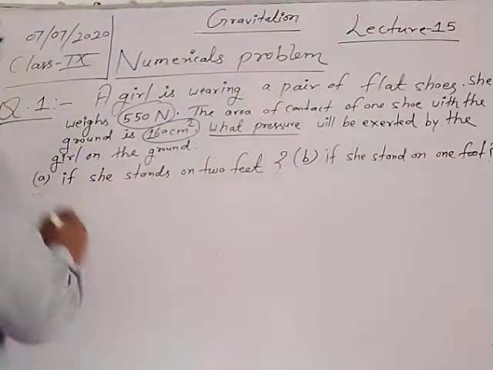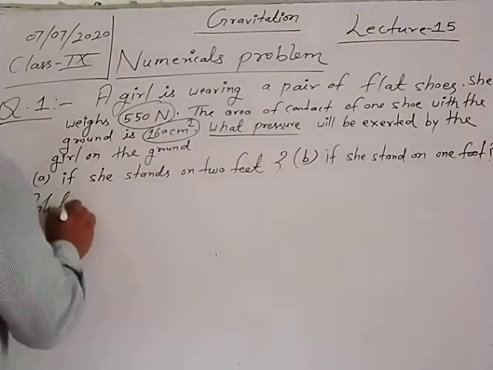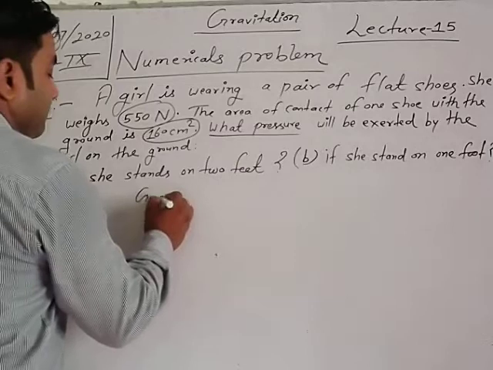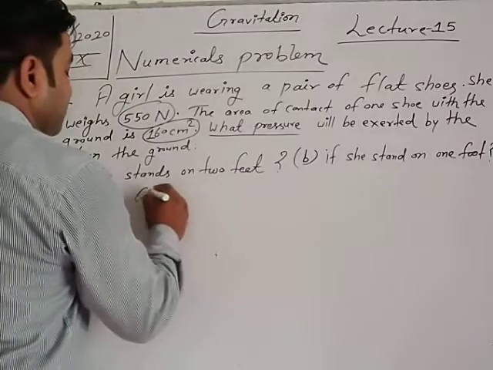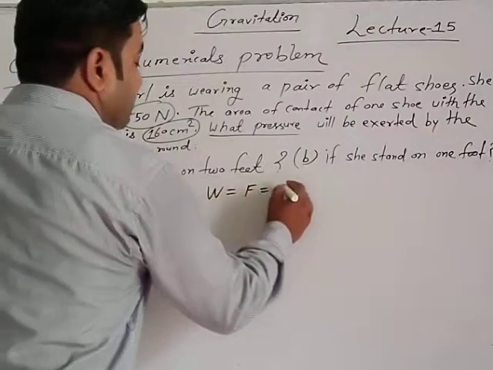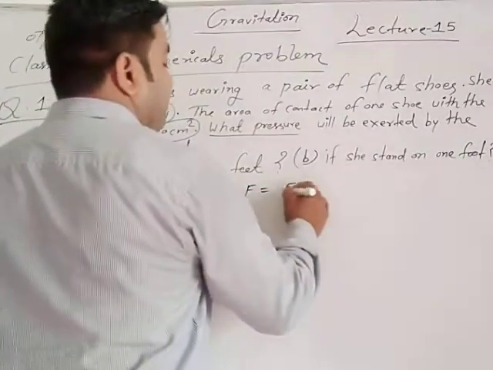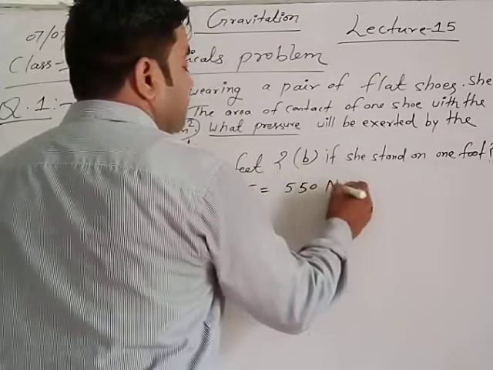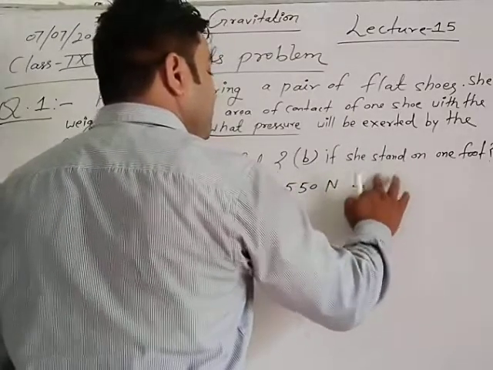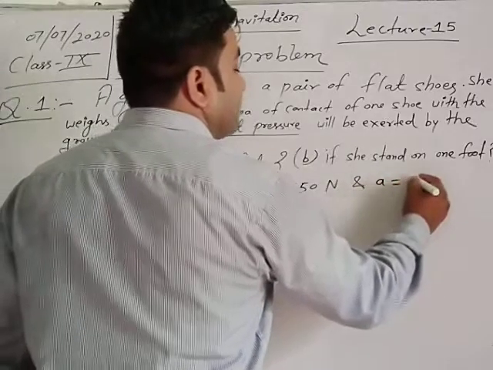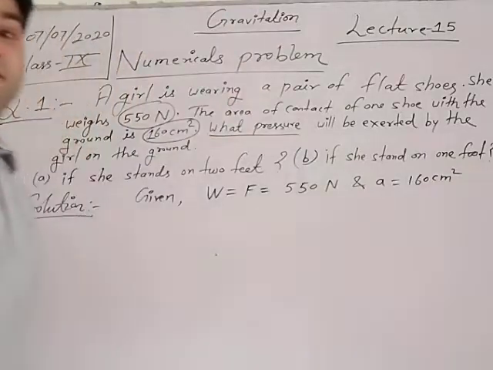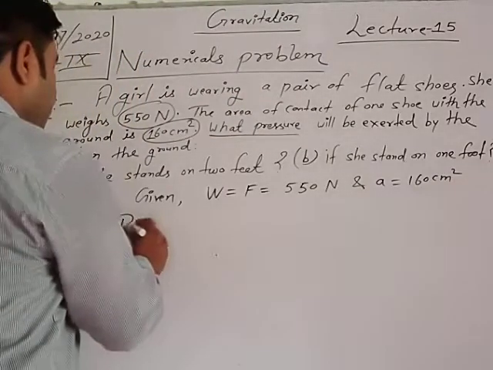Just see the very simple solution. Given: W is equal to F is equal to 550 Newton, and area A is equal to 160 centimeter square. Then we have to solve for what? Pressure.